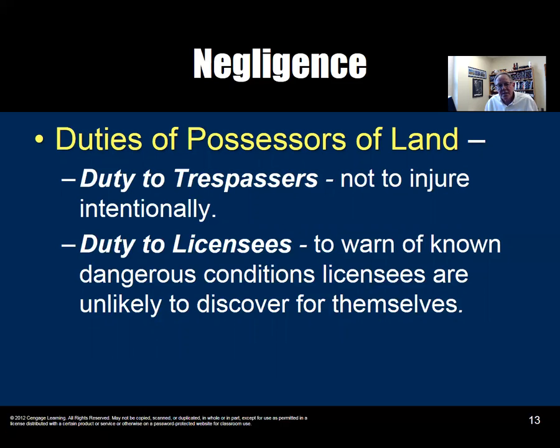Duty to licensees, those are social guests, and there we have a duty to warn persons of dangerous conditions that might cause a risk of harm to our guests that they're unlikely to discover. In other words, warn your guests that that step may be slick, that it's going to be difficult to maneuver a part of your property or something like that. So again, just advising them and warning them about some conditions they may not observe or know about.